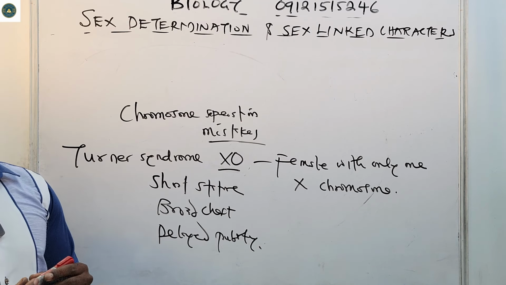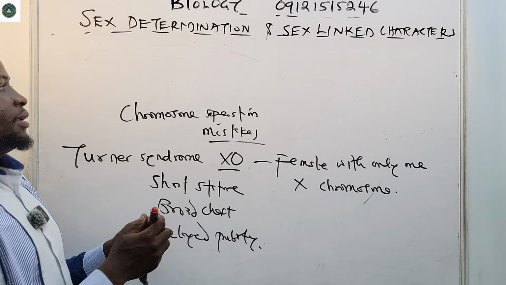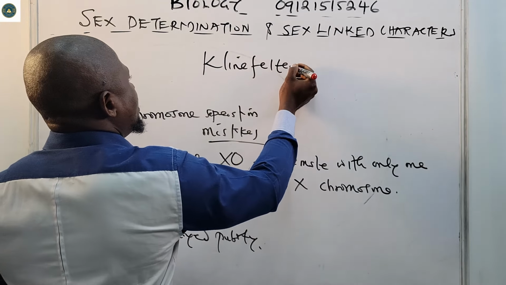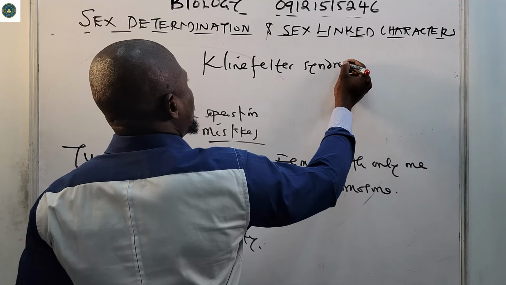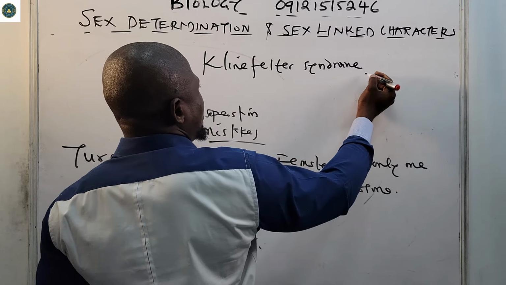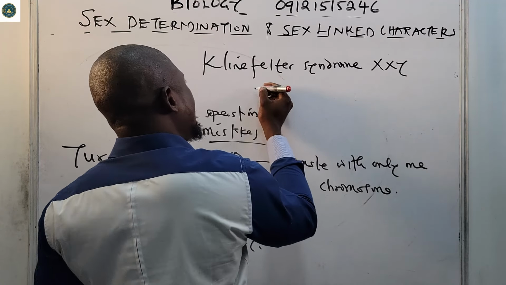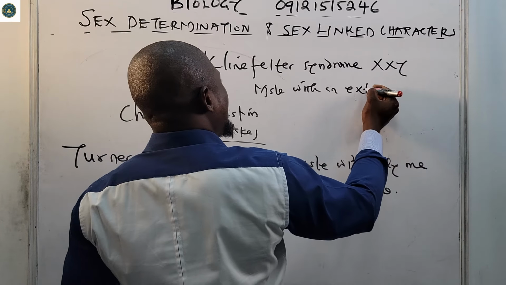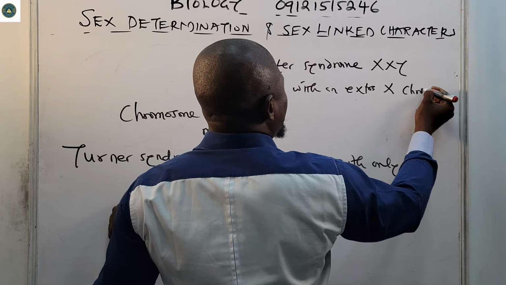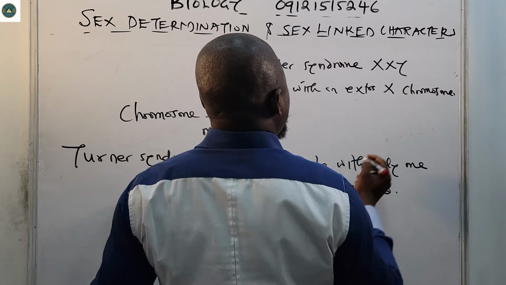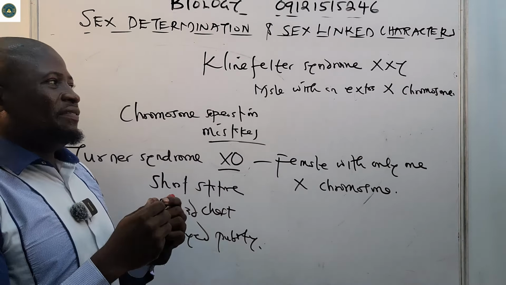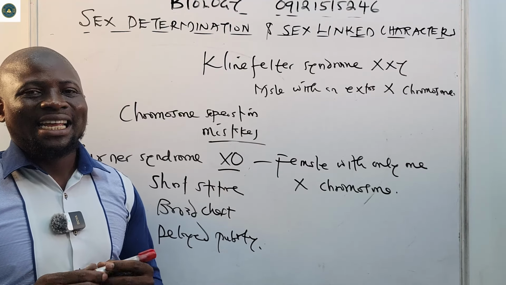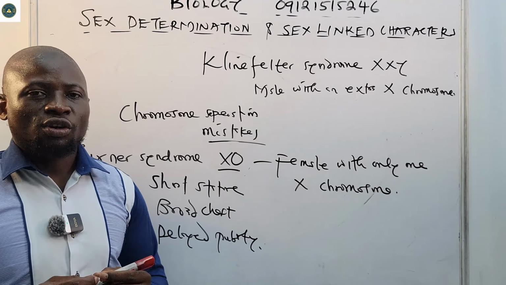Then we also have Klinefelter syndrome. This one is a male. We call this one XXY, a male with an extra X chromosome. So it's known as Klinefelter syndrome, XXY, a male with an extra X chromosome.